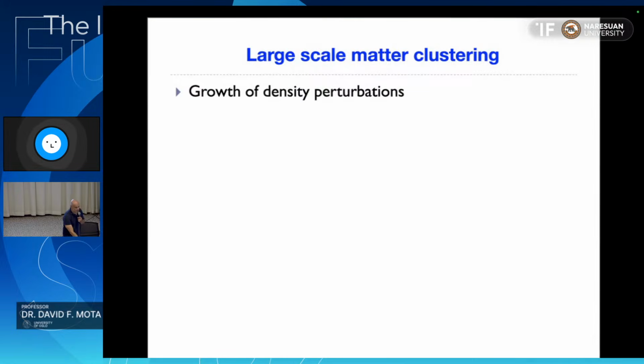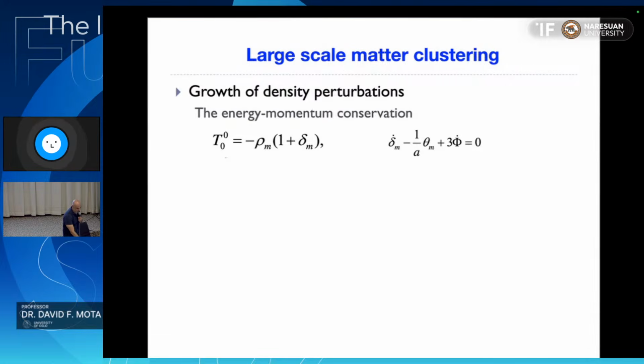So that means that at large scales, at least, you will see that there's a clustering of matter which is stronger, at least at megaparsec scales. And you can see that by studying how matter perturbations grow in time. So from the energy momentum tensor, it is just the matter density on the background plus the perturbation. Okay?